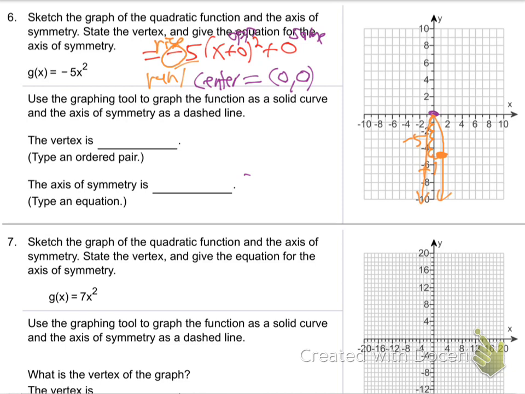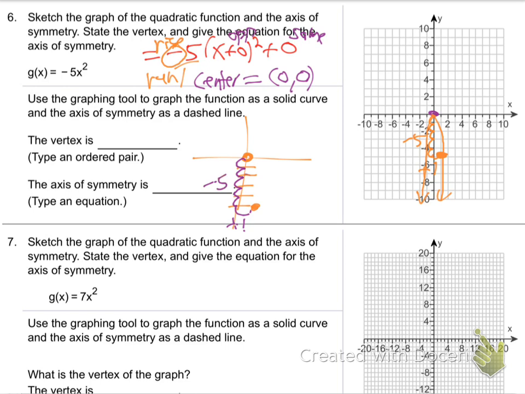Does everybody see that? I could redraw it over here. So 0, 0 is the center, and then down 5: 1, 2, 3, 4, 5 over 1. Down 5 over 1. Oops.